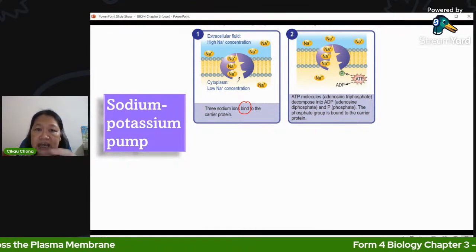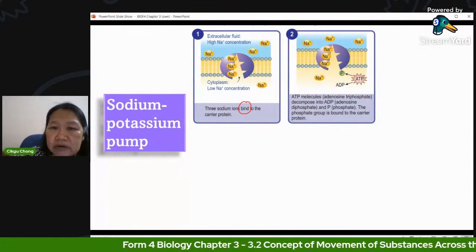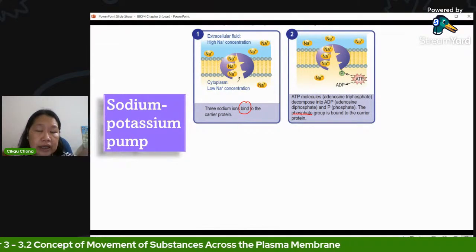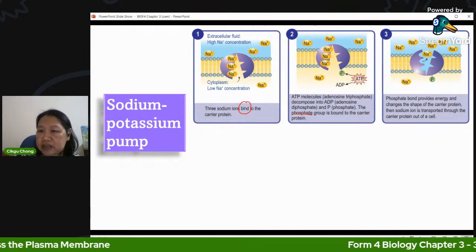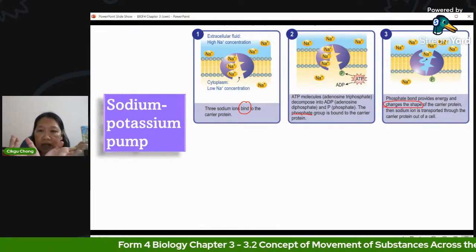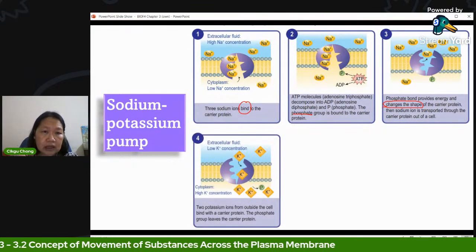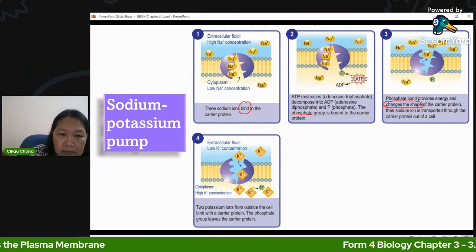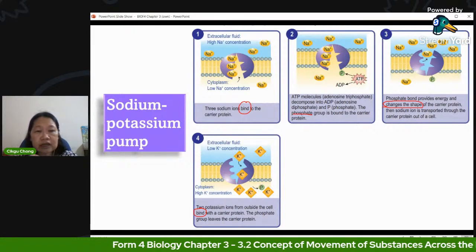Then after that, ATP attaches to it and breaks down into ADP and P. The phosphate group will bind onto the carrier protein, and this will change shape. The phosphate bond provides energy and changes the shape of the carrier protein, so it moves the other way, and the sodium ions are transported out, pushed out. Number 4. At the same time, they want to bring in potassium ions. So the potassium ions will now bind to the carrier protein, and then the phosphate group will leave the carrier protein.